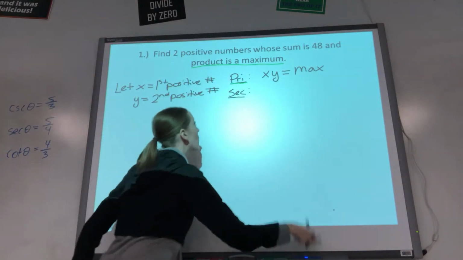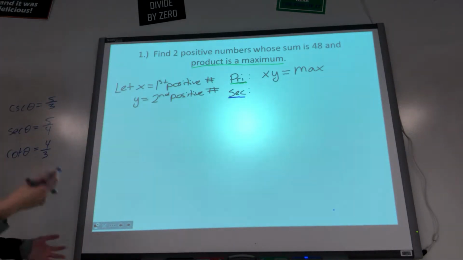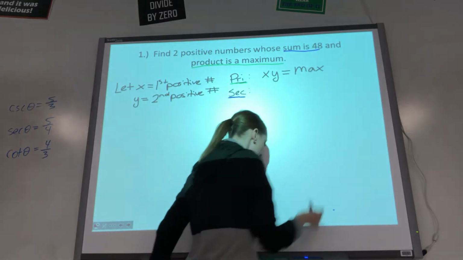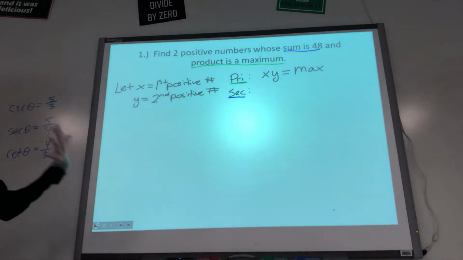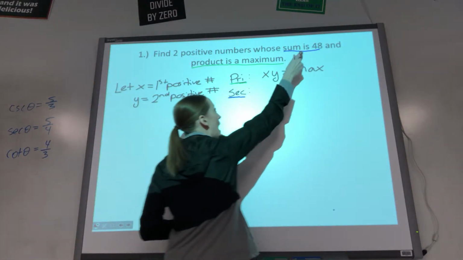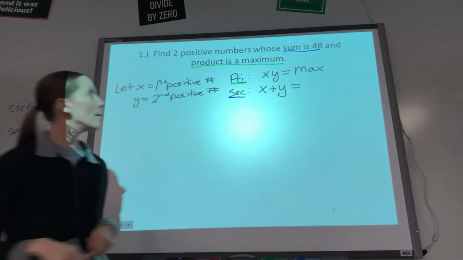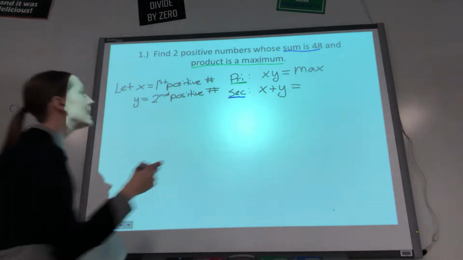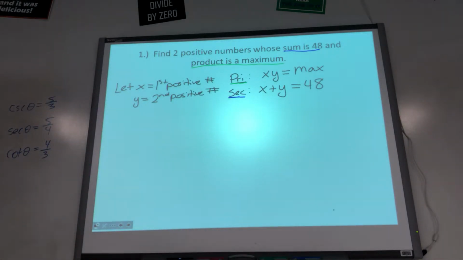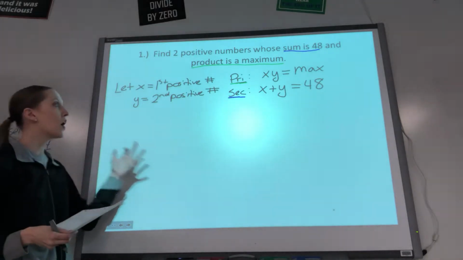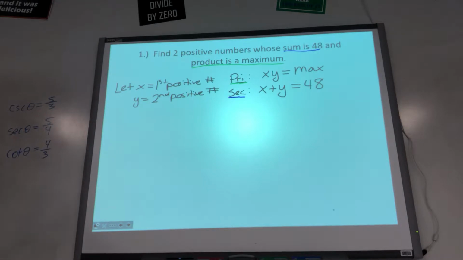Now, secondary equation. Secondary equation just puts together all of your other information. So the other part that was given to you that didn't really have to do with the maximum or the minimum, that part for us is right here. It says that the sum of those 2 numbers is 48. I can actually set it equal to a number this time. The sum is 48. Okay, step 2 is done. We set up both of our equations.